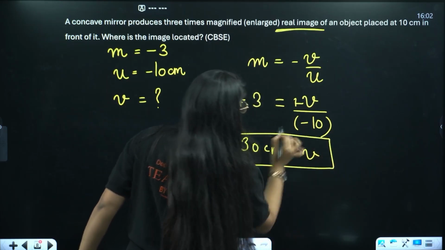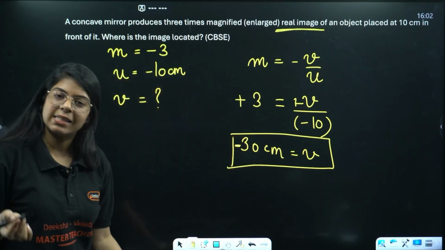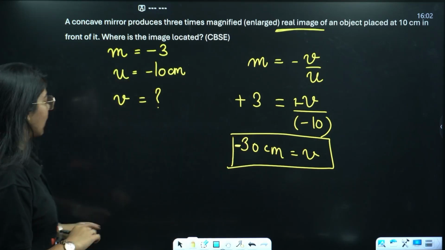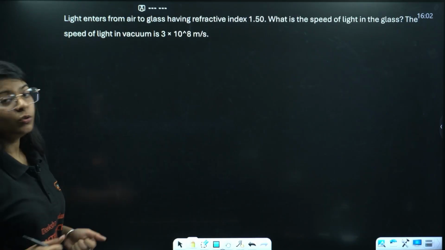Understood? And we have a negative sign, so this will be minus 30 centimeter. Correct? Okay, moving on to the next question. Light enters from air to glass.